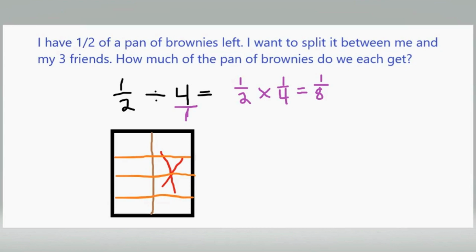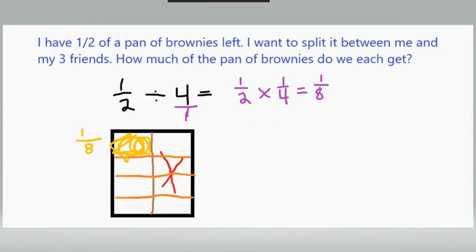So now we have to think about how much each person gets. So we're thinking about one person, right? So I'm going to color in one of these. We want to know how much this one piece is worth. It is 1, right, out of how many pieces? 1, 2, 3, 4, 5, 6, 7, 8. So it is 1/8. Again, you can represent it as a multiplication array or an area model.